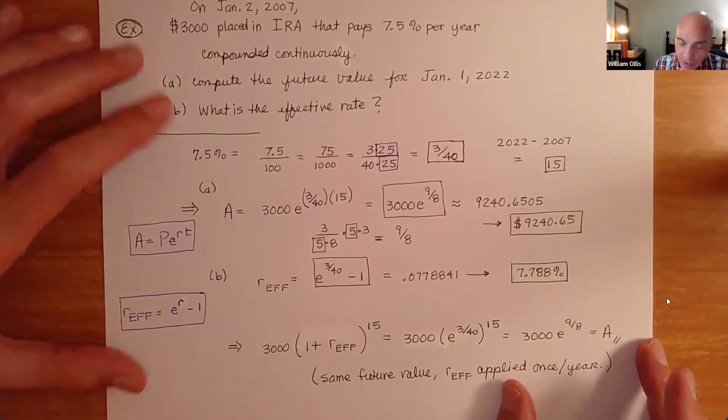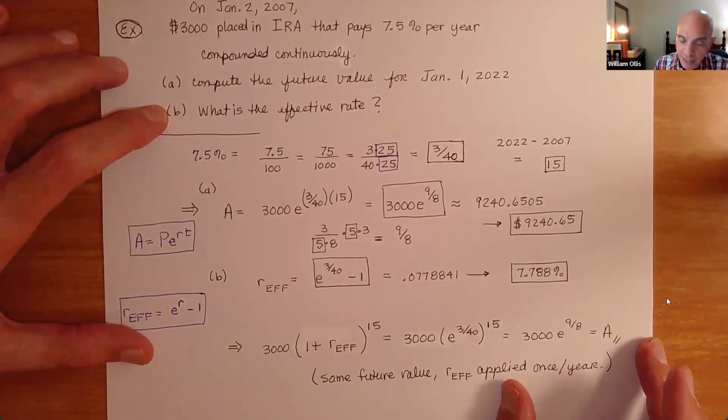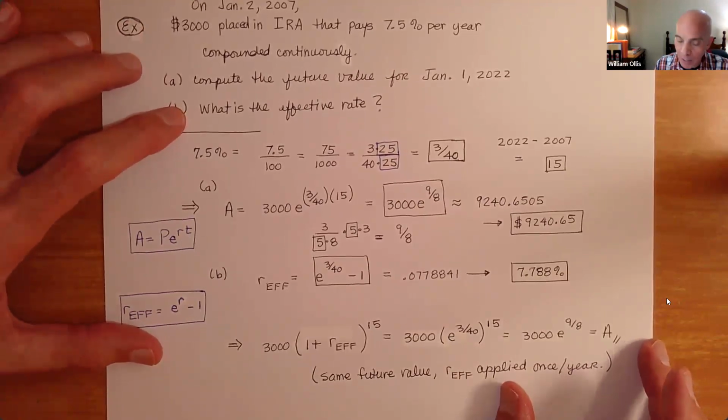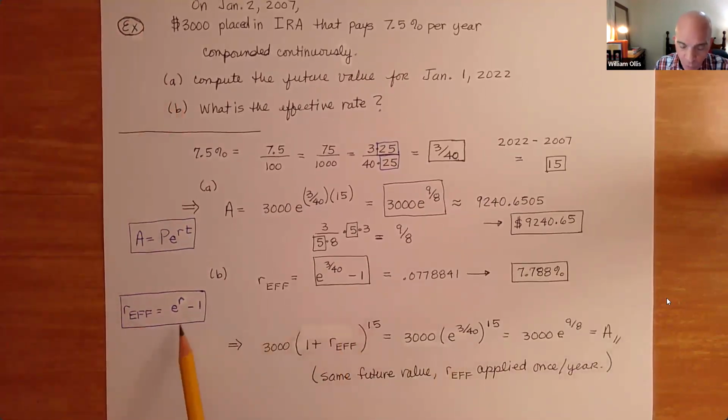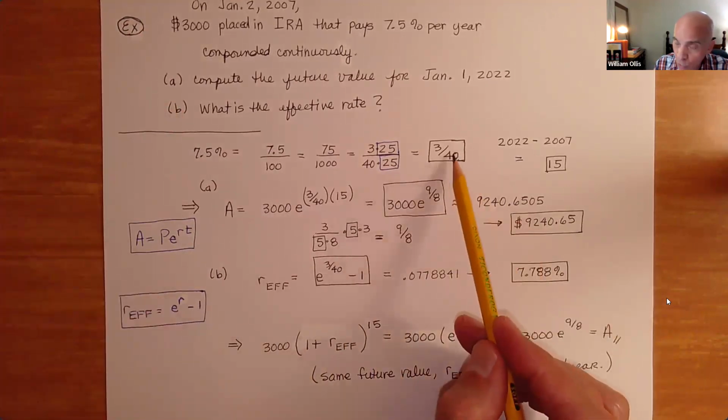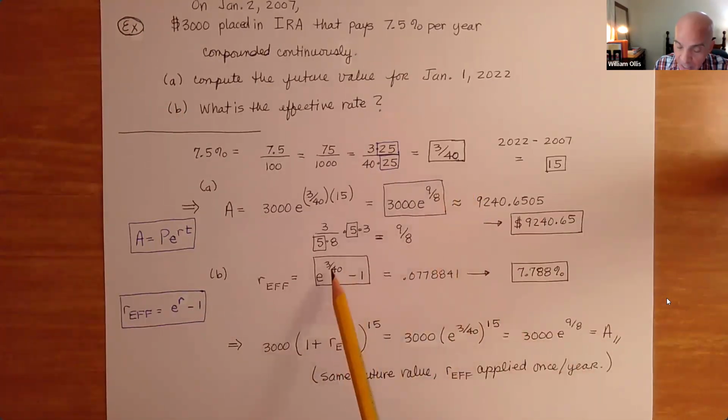Now, part B asks, ladies and gentlemen, what is the effective rate? So that's easy to do. Remember, we actually derived this. The effective rate for the continuous compounding is just e to the r minus 1. So what we can do, and we've done all the work, we've got our annual rate here, so we just say e to the annual rate, 3/40, and subtract 1. That's the exact rate. And then, of course, this can be approximated with Google.